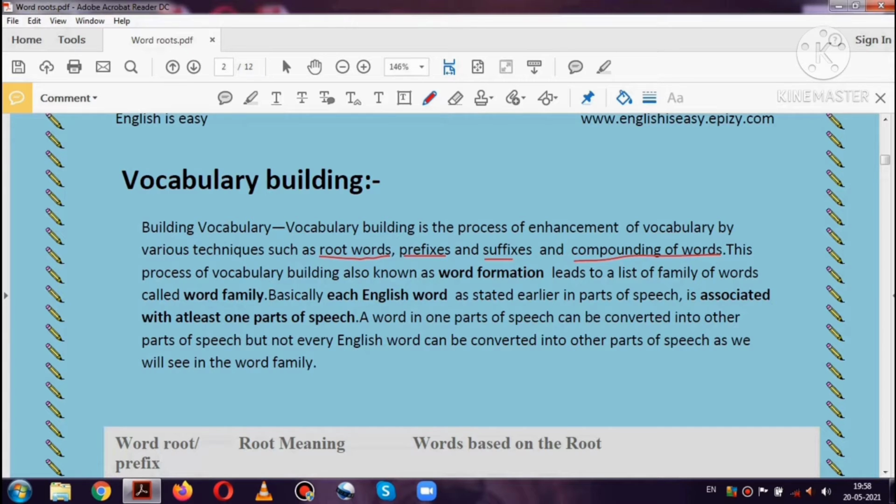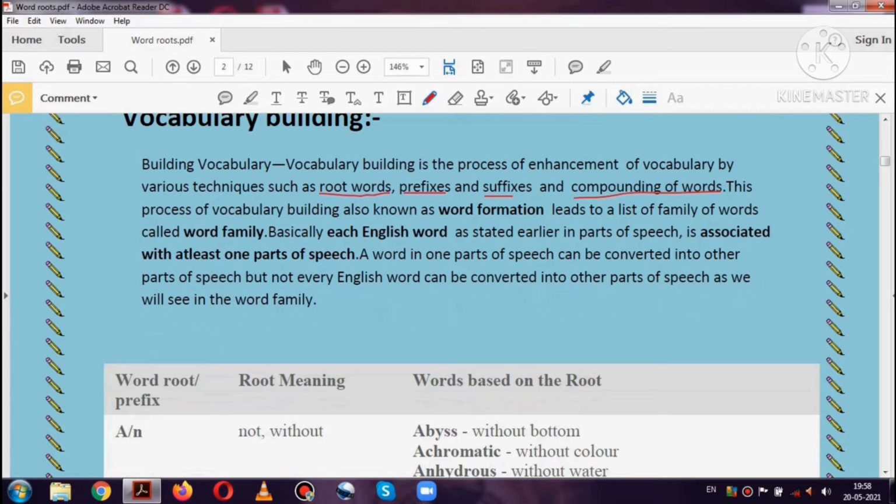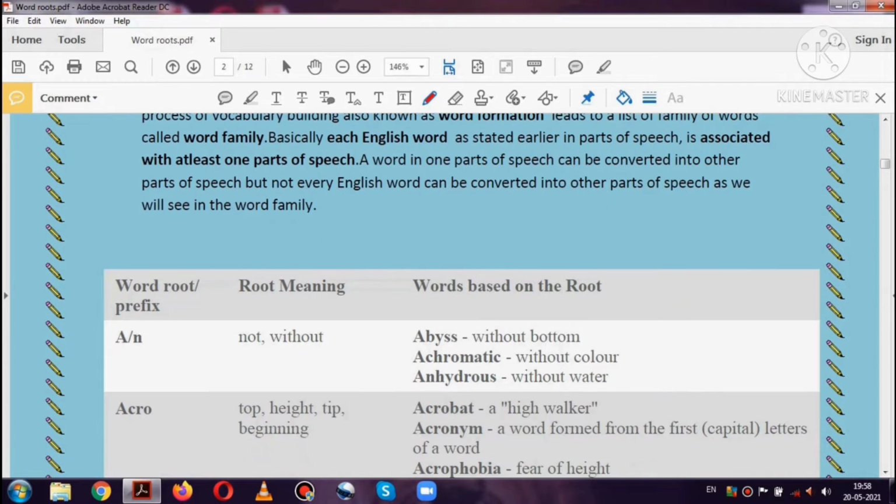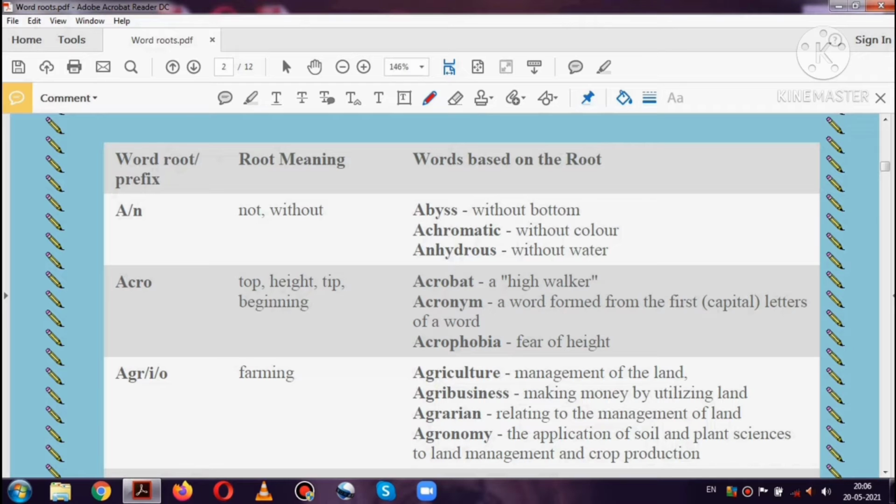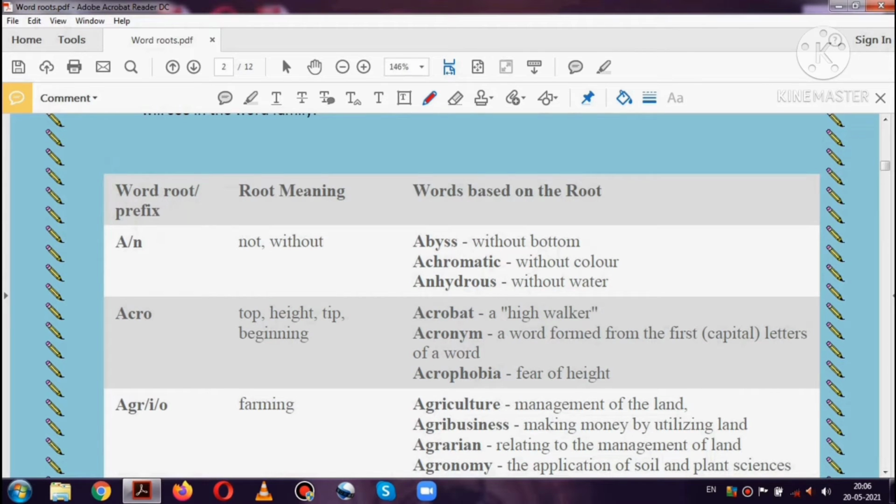A word in one part of speech can be converted into another part of speech, but not every English word can be converted into other parts of speech, as I will show you in the word family. So this is the list of word roots and their meanings, and the words based on those roots.